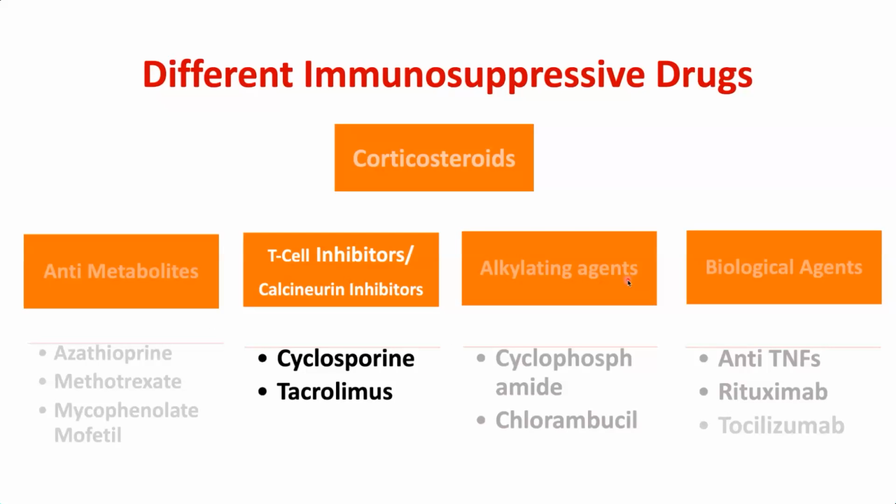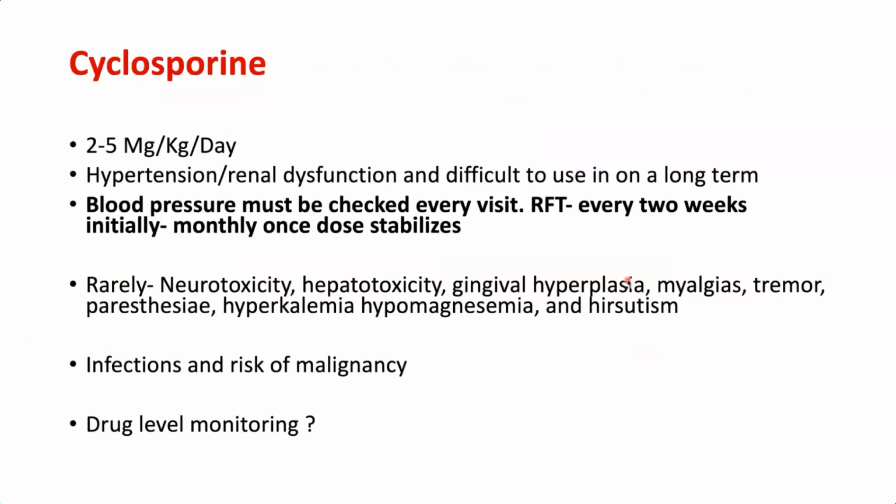The other group is T-cell inhibitors, calcineurin inhibitors, cyclosporine and tacrolimus. The dose again is 2 to 5 milligrams. Generally start with a lower dose. But I can tell you, if you give it for a year, many of them are going to develop hypertension. Renal dysfunction is very high. And I can tell you, if you have an underlying situation which would probably require long-term therapy, it can't really be given for a very long time because there would definitely be side effects.